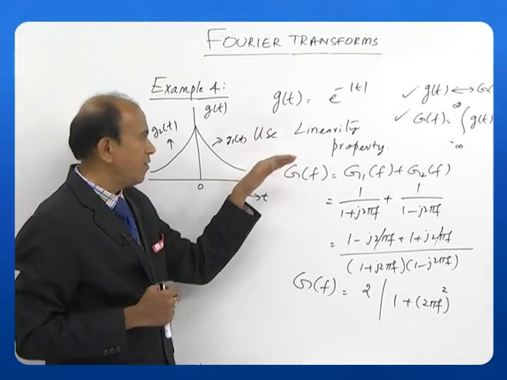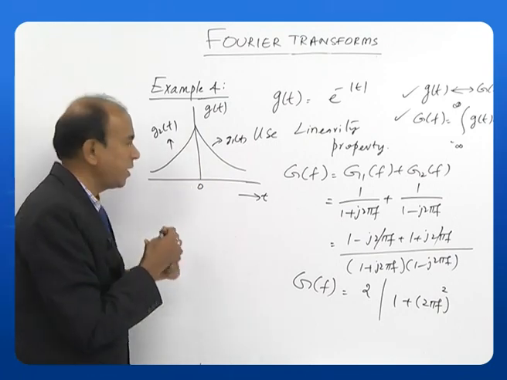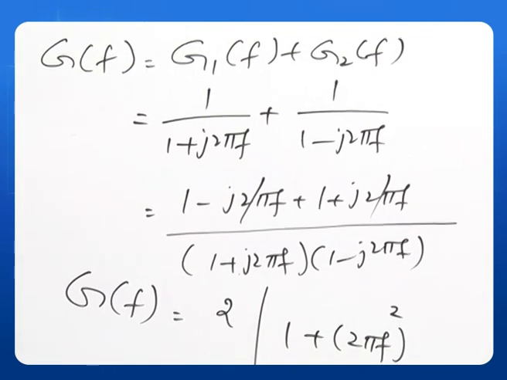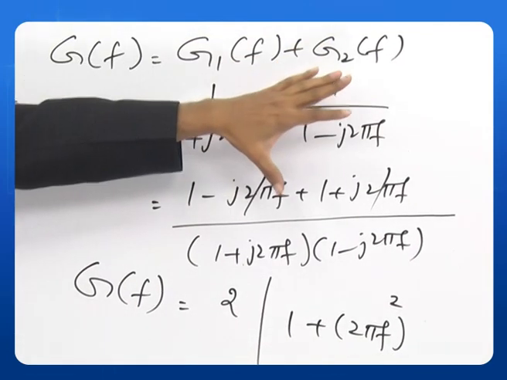Okay. We have applied the linearity property here. Otherwise, what would you have to do? You would have to again calculate the integration from minus infinity to plus infinity, all those things. But because we know the linearity property, we have already derived a result earlier which you are trying to make use of here.